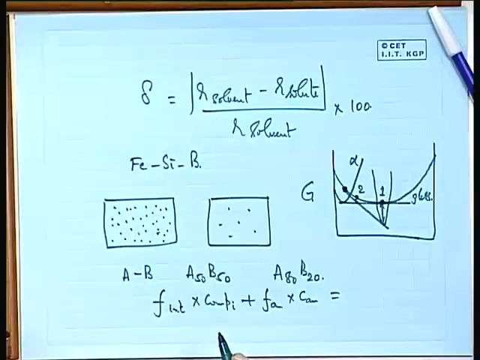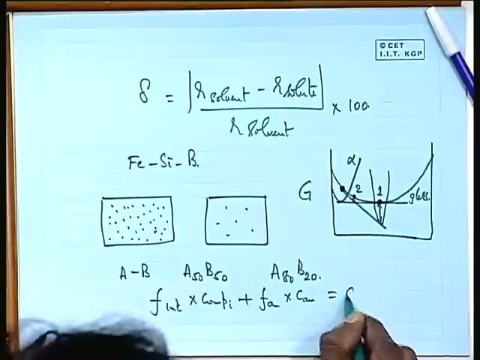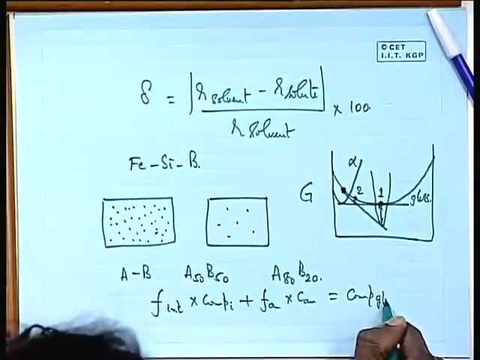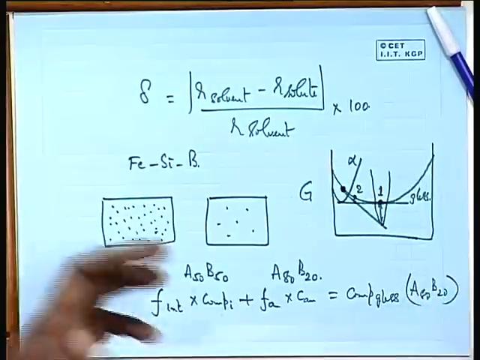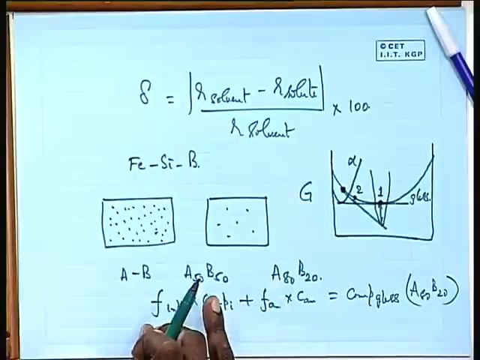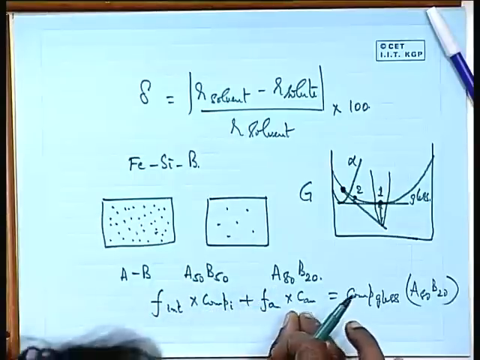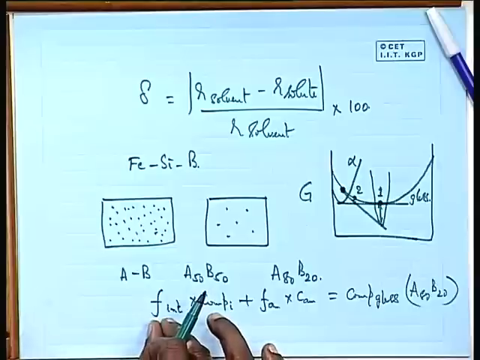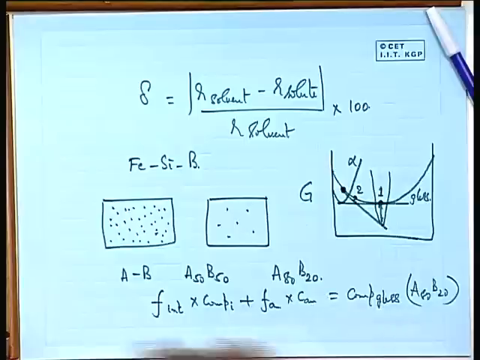From the mass balance, it should be equivalent to the original composition of the glass, which is nothing but A80 B20. That is the lever rule, that is the mass balance. So, the composition of the intermetallic multiplied by the volume fraction of the intermetallic. Let us say I am talking in terms of B atoms: some B atoms are there in the intermetallic, some B atoms are there in the amorphous phase. So, the fraction of the intermetallic multiplied by the number of B atoms per mole of that intermetallic, plus the fraction of the amorphous phase multiplied by the number of B atoms per mole of the amorphous phase.